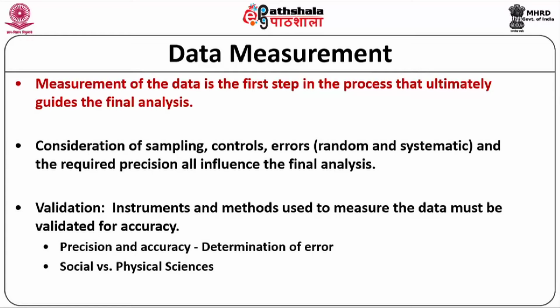When we are working with data measurement, we need to consider the sampling techniques, how we are controlling the data flow, and what type of errors come into the picture because of the various variables that we consider: are they random in nature or systematic in nature? We need to work out how precise all these metrics are and how they are going to affect the accuracy of our final analysis. Therefore, when dealing with data measurement, we must be very careful that we are handling the correct type of data. Finally, when we have the data, we need to validate.